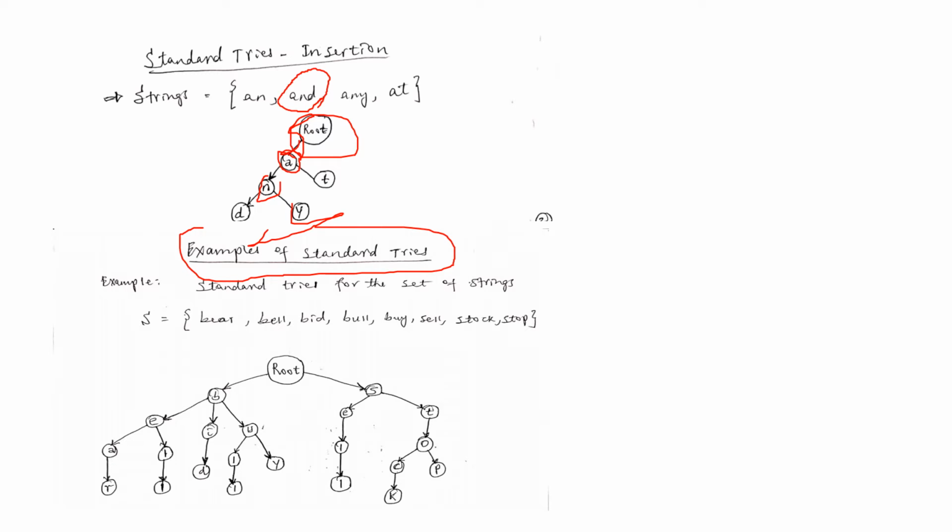Another example of a standard trie. I took a set of bear, bell, bid, bull, buy, sell, and stop. I took these 1, 2, 3, 4, 5, 6, 7, and 8, eight elements I have taken, and I put them structurally in such a way. You can see from this.